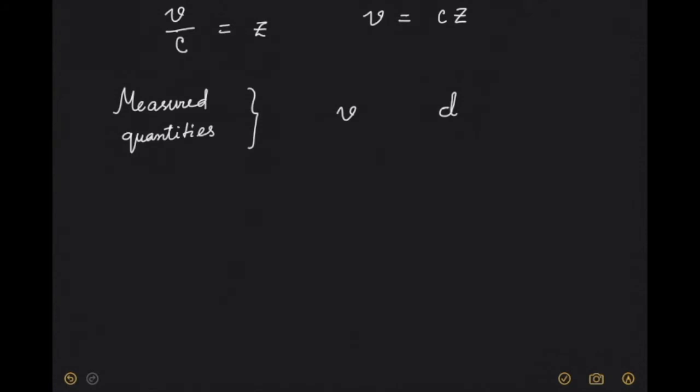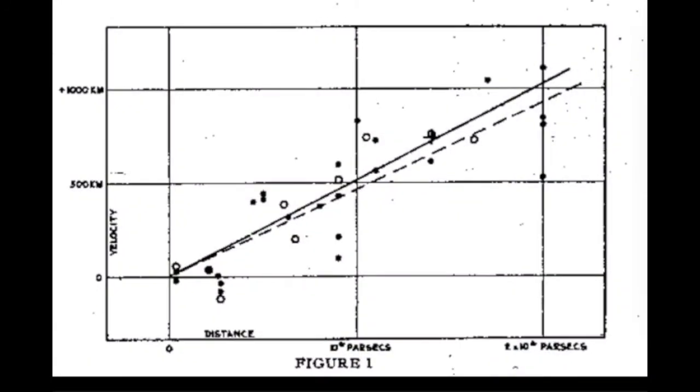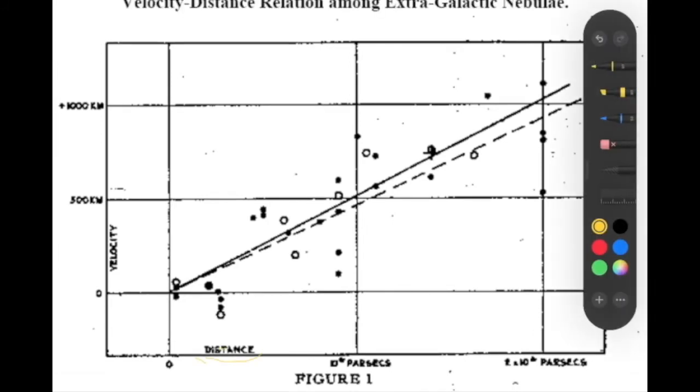So he plotted velocity versus distance, and this is his original plot. The resolution of the plot is not very good, but you can see distance over here, and you can see velocity over here. These are in kilometer units, and these are in parsecs unit. So there is 10 to the 6 parsecs. So these are basically megaparsec units. So it's 0 megaparsec, 1 megaparsec. He could go up to 2 megaparsec.